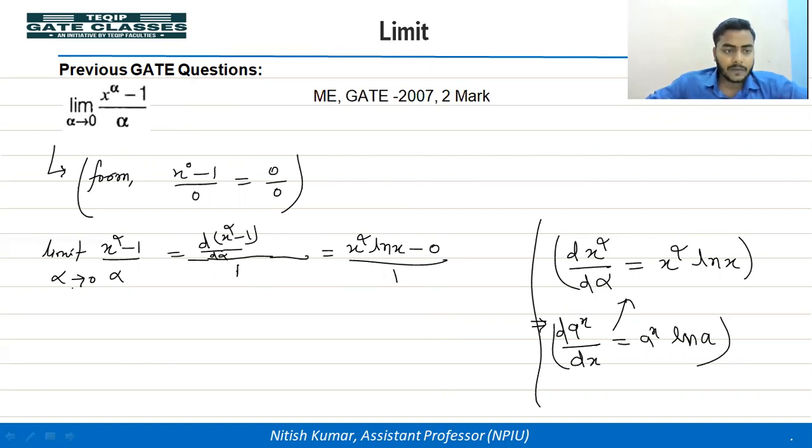Now put the value alpha is equal to 0. So what are we getting? We are getting ln x. It was confusing here.